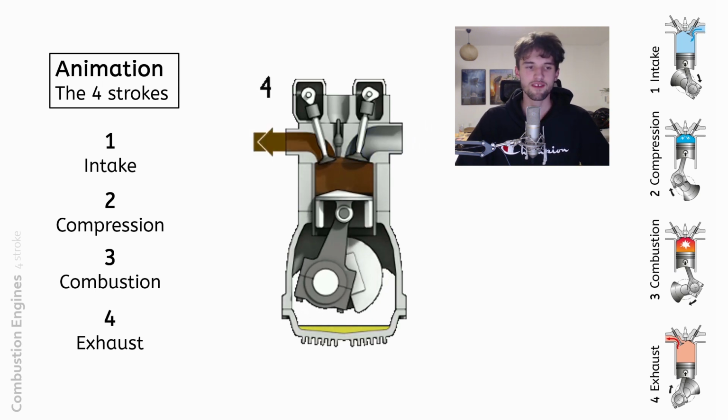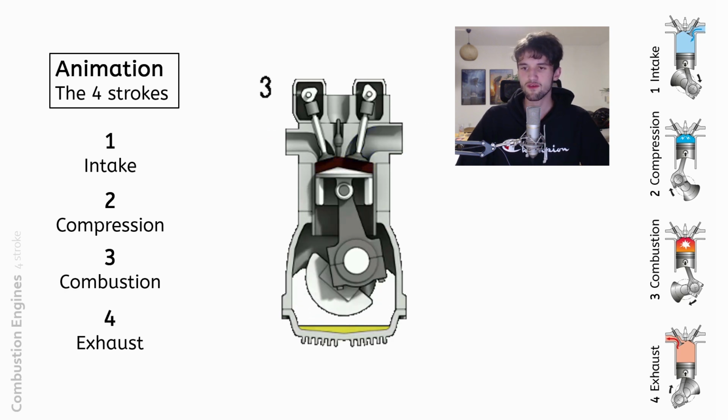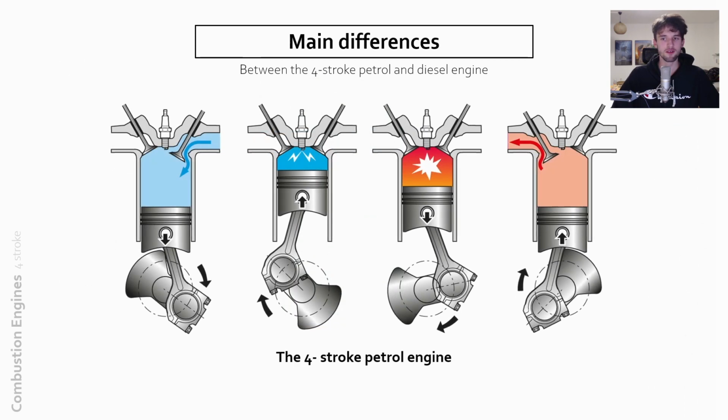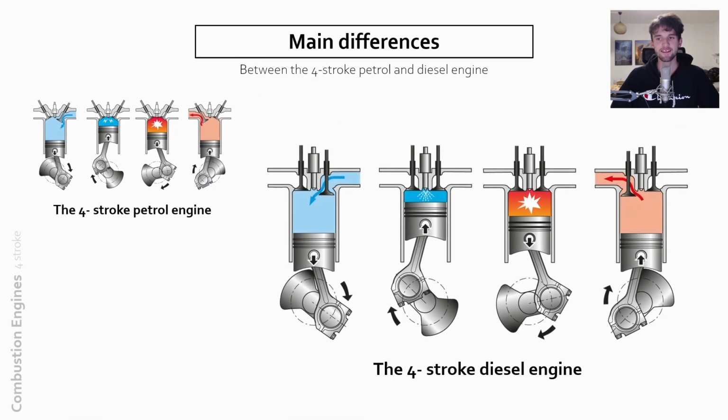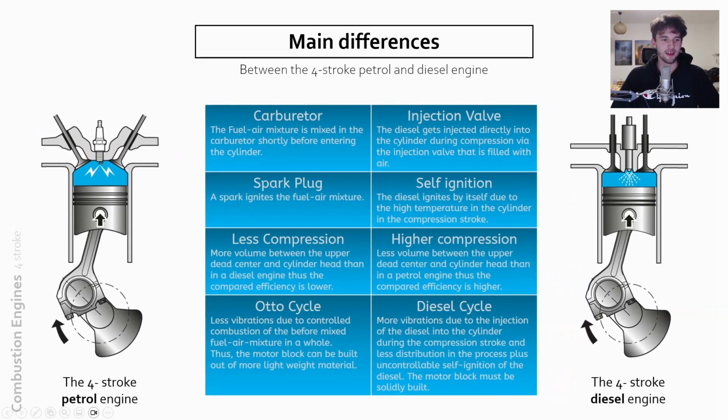So now that we have the general knowledge on how the 4-stroke system works, we can move on to the main differences between a petrol engine and a diesel engine. Diesel engines also use the 4-stroke system, and now we want to see which differences they bring up. So let's have a look.